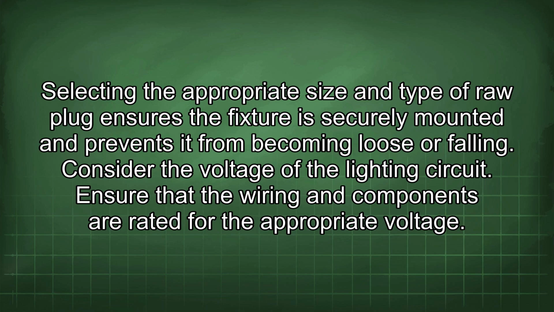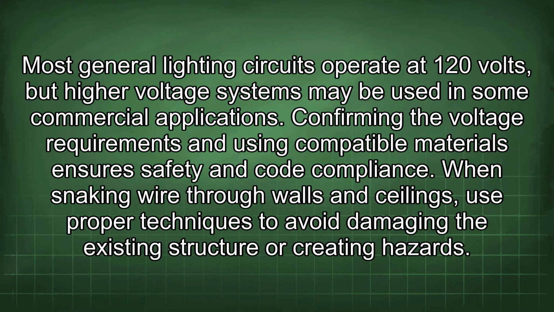Ensure that the wiring and components are rated for the appropriate voltage. Most general lighting circuits operate at 120 volts, but higher voltage systems may be used in some commercial applications. Confirming the voltage requirements and using compatible materials ensures safety and code compliance.